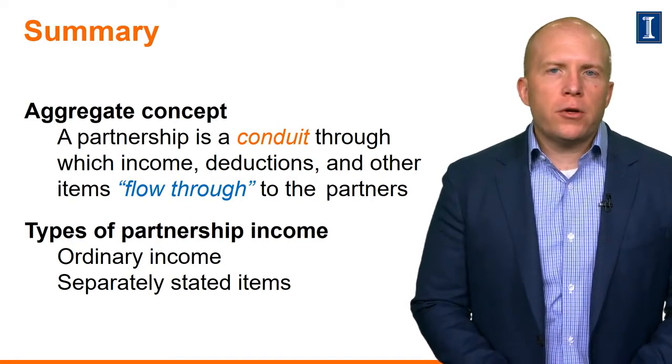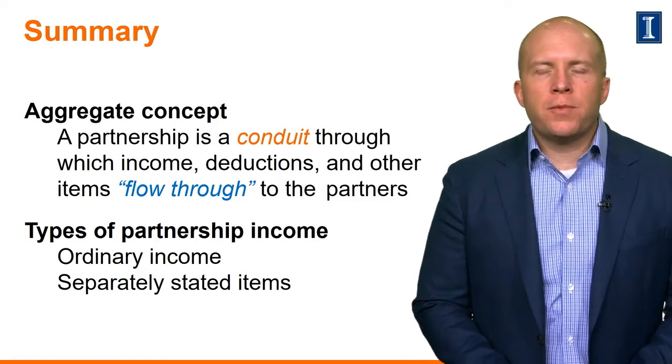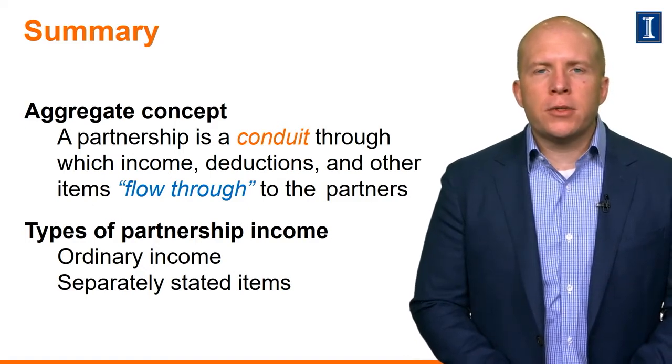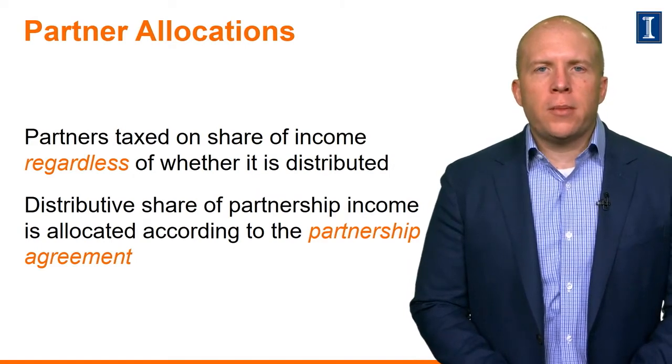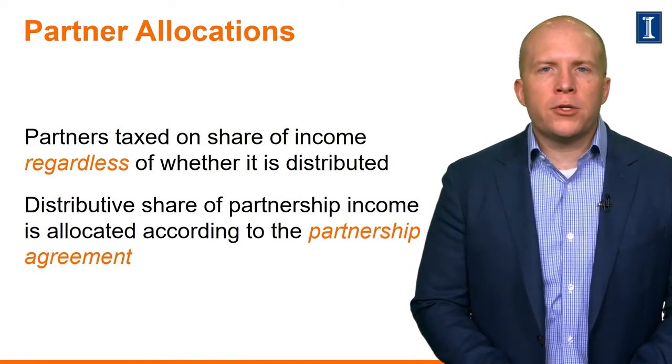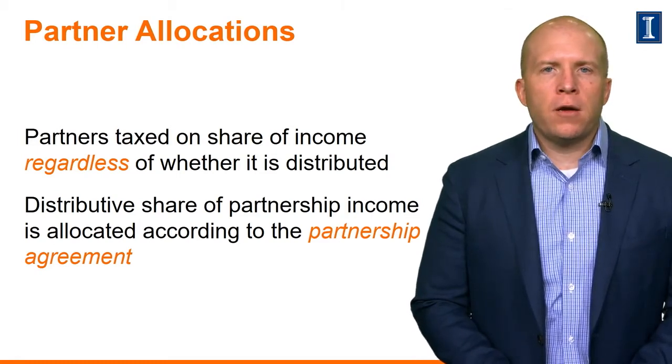You have also learned that partnerships measure and report two different types of business income, ordinary income and separately stated items. Each partner is taxed on their share of ordinary income and separately stated items regardless of whether they are distributed. A partner's distributive share of any partnership income item is allocated to them according to the partnership agreement.